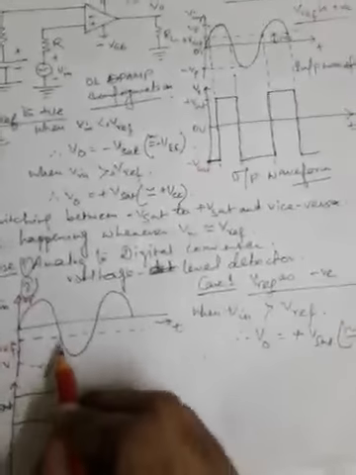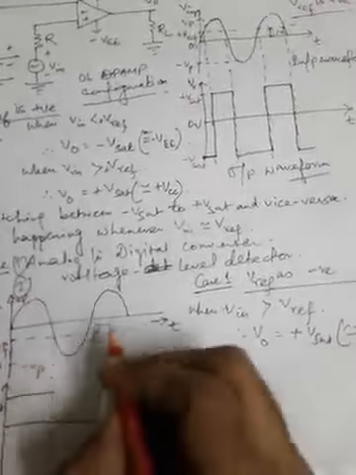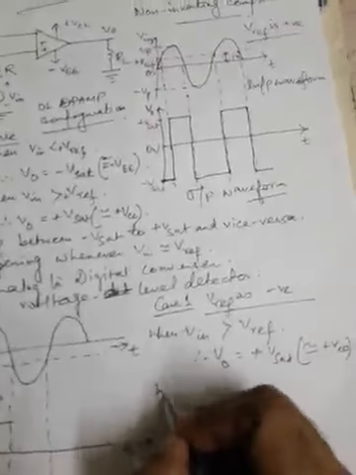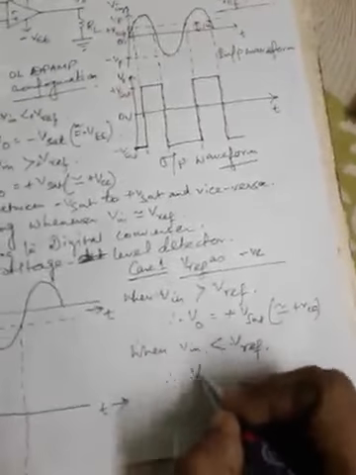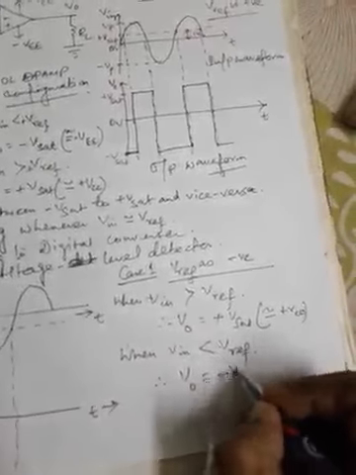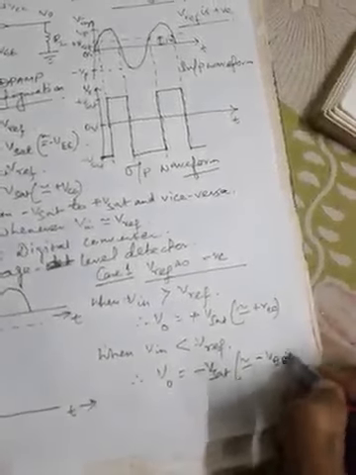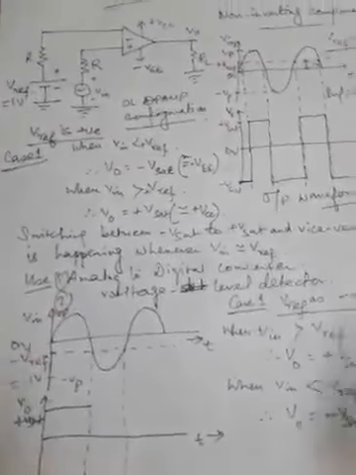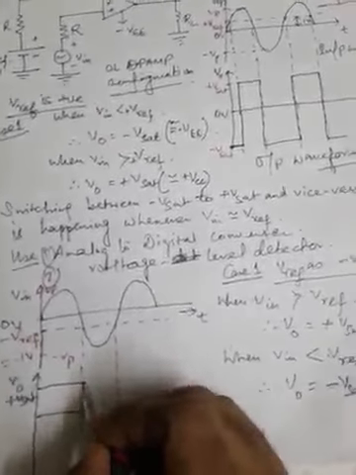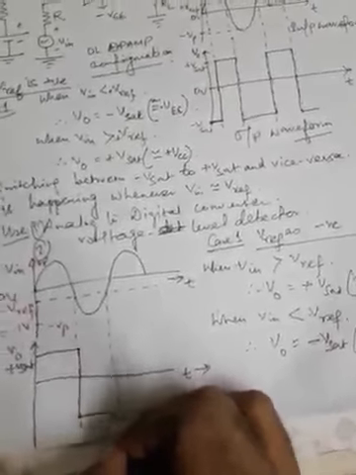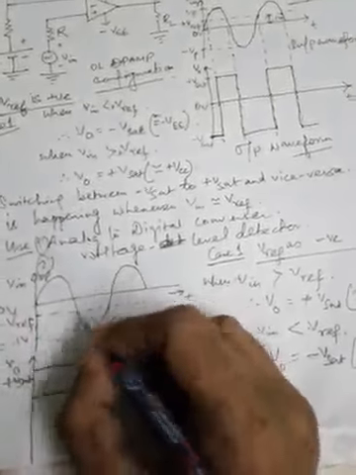Now after this point till this point, V in is less than V reference. So when V in is less than V reference in this case, VO will immediately switch to minus Vsat, which is approximately equal to minus VEE. Once again it will switch to take the new level and maintain it till V in is once again moving up above the V reference level.